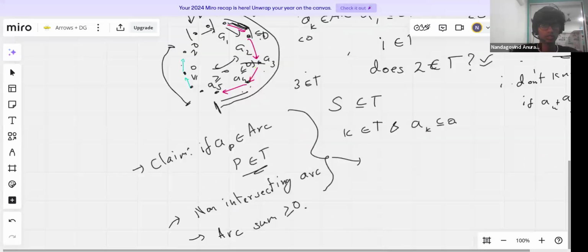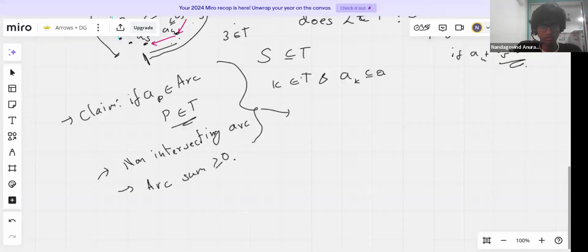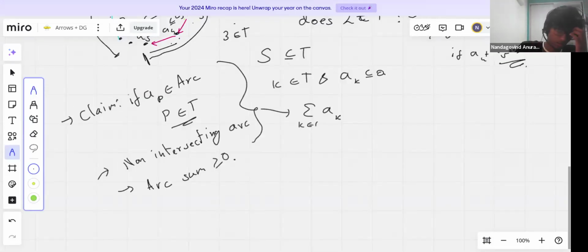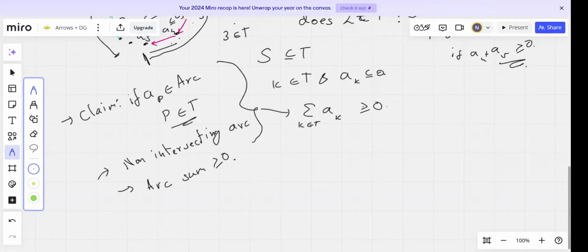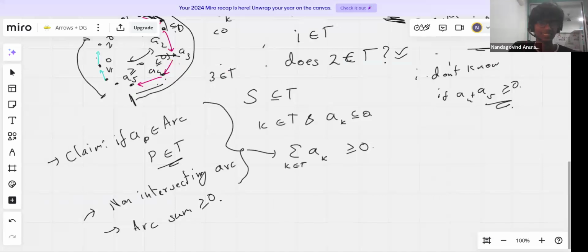If you want, the question is to show that the sum over k belonging to T is greater than or equal to 0. Yeah, I got it. You done? Can you explain the proof and say some motivation?